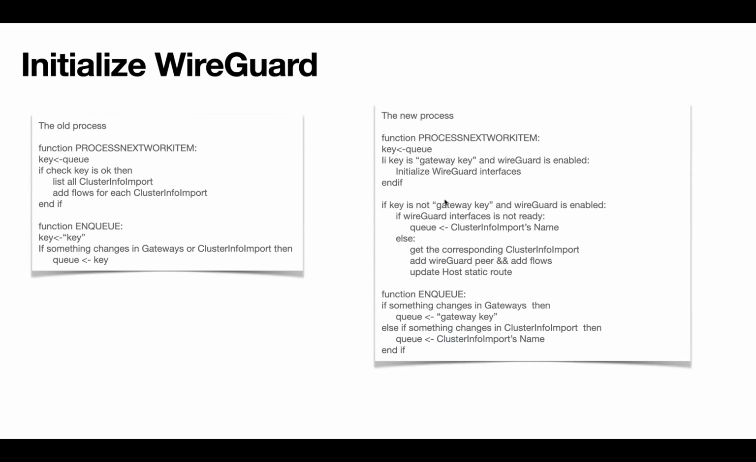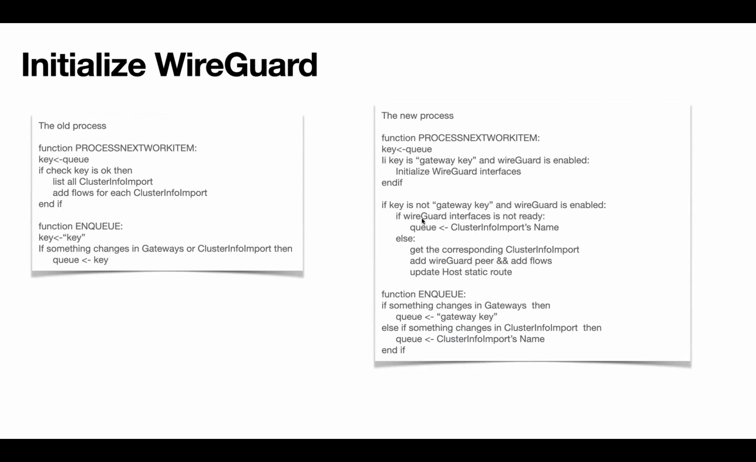But if this key is not a gateway key and the wildcard is enabled, it means that there is something changed in a cluster info importer. So we should do something, maybe just add peers, update peers, and add flows. If the key is not a gateway key, it means that there is a cluster info importer in the queue.